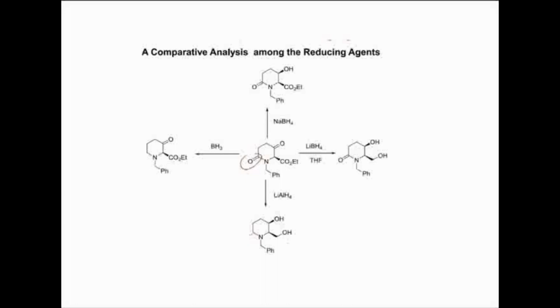When you use sodium borohydride, it reduces only aldehyde or ketone. So these two groups are unaffected, whereas the ketone is converted to alcohol. When you use lithium borohydride, esters and ketones are reduced. So we have seen lithium borohydride will reduce aldehydes and ketones. So the ketone is reduced to alcohol. Ester is also reduced to alcohol. When you take boranes, they reduce amides to amines. The other two groups are unaffected.